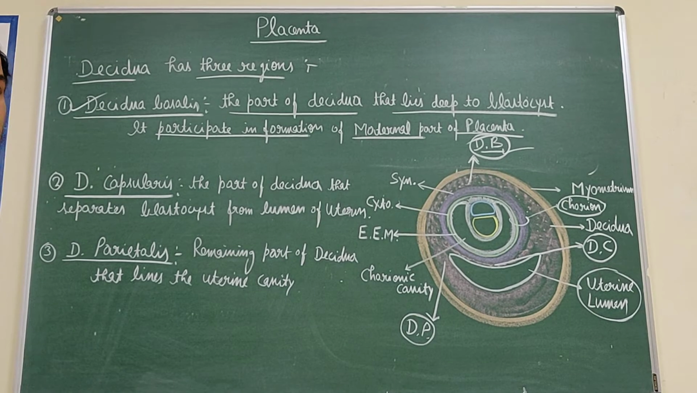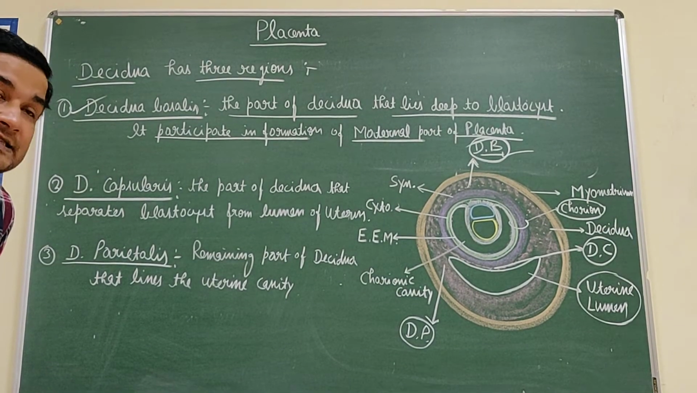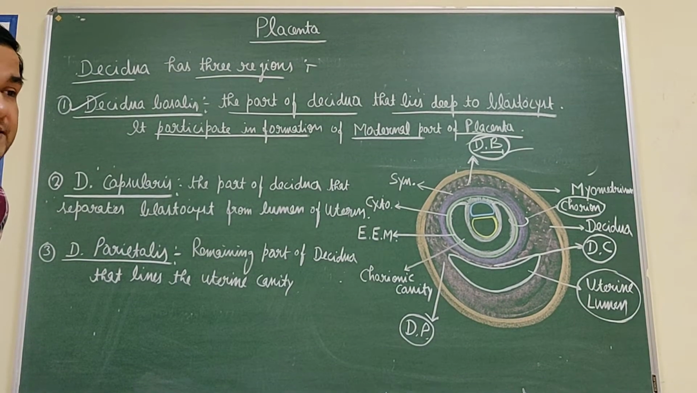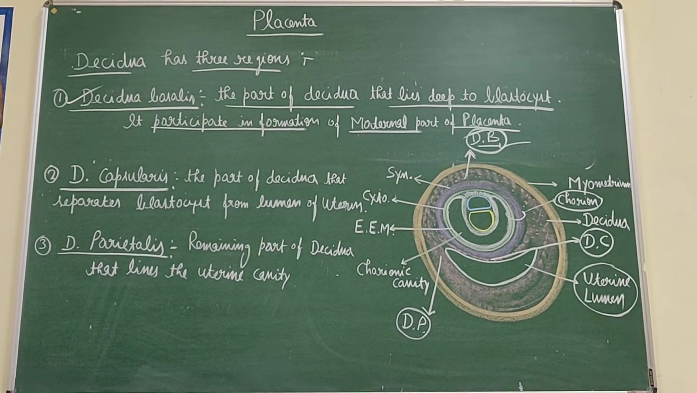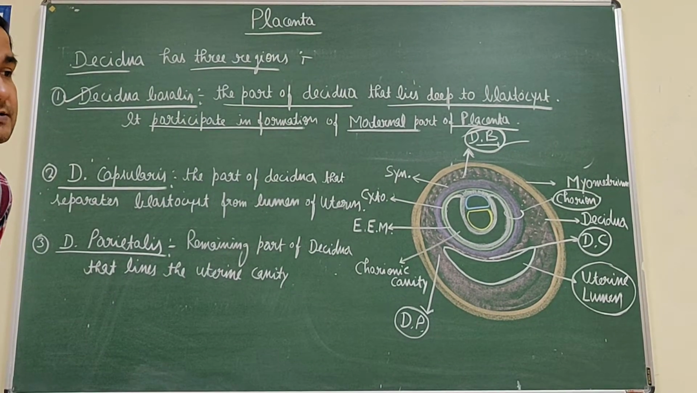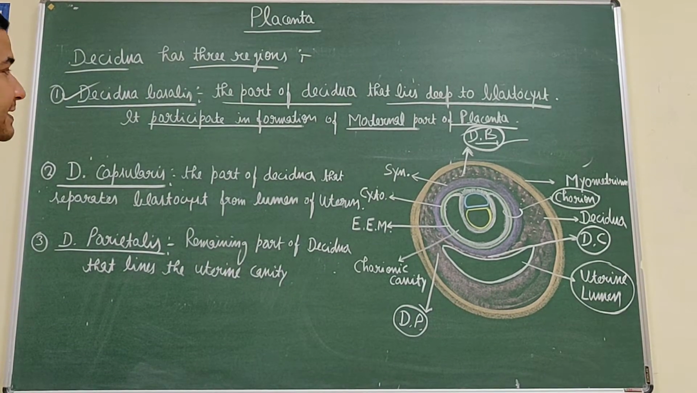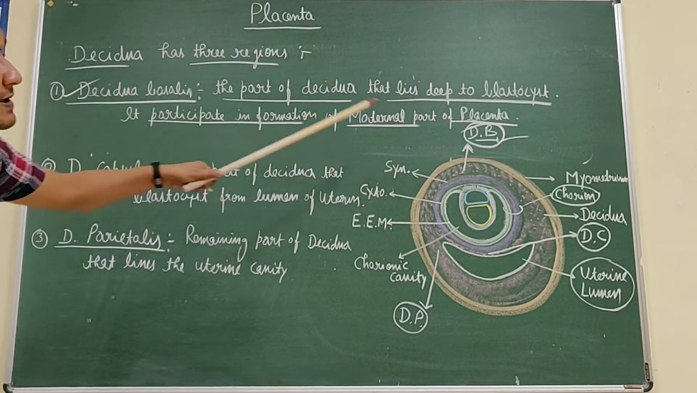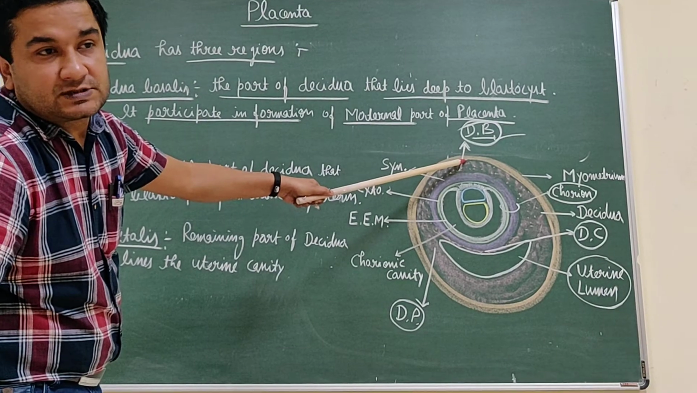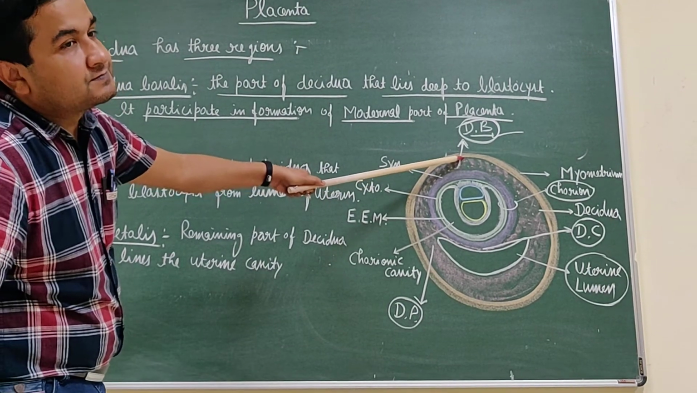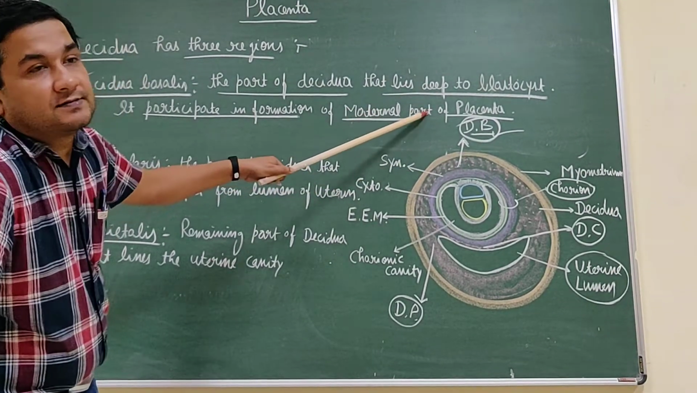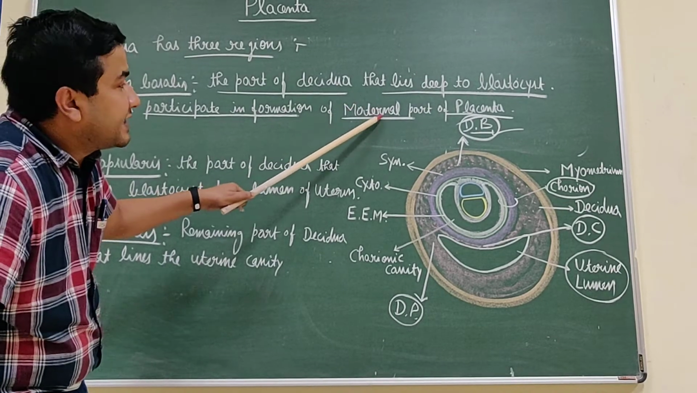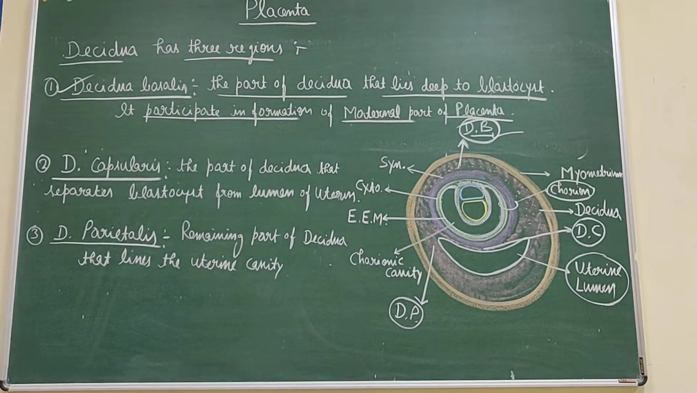Just a short time before, we discussed that it is the decidua that participates in the formation of the mother part of the placenta. And if we specify, it is the decidua basalis part that forms the maternal part of the placenta.